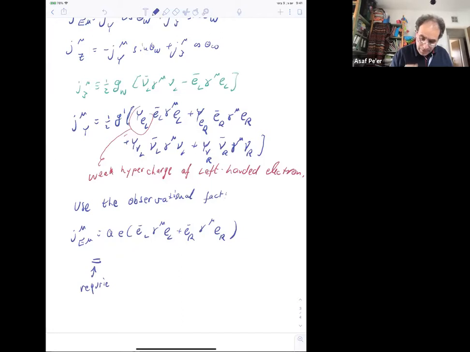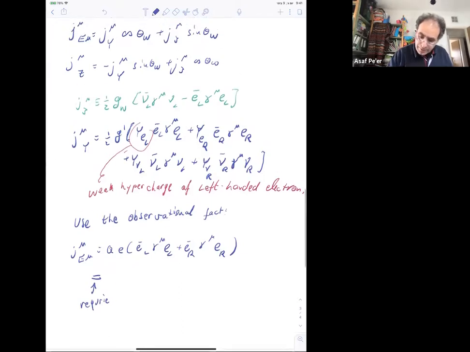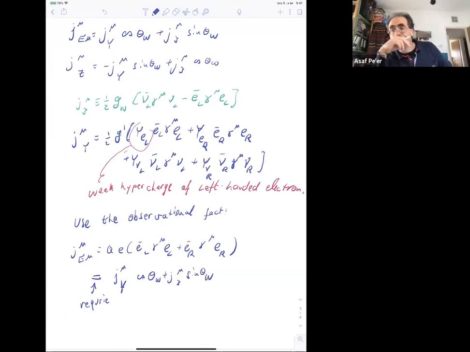So for this model to work, we require that this is equal to what is written up here, which is J mu Y cosine theta weak plus J mu 3 sine theta weak. We require this, because that's what we see.